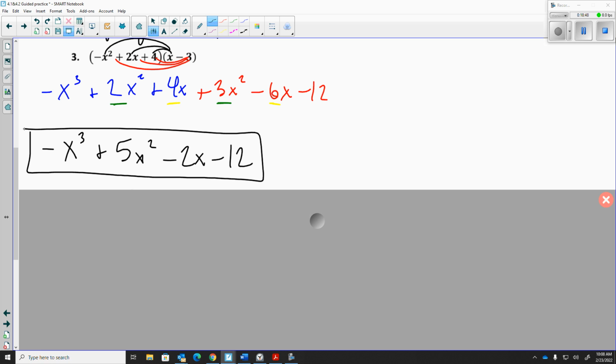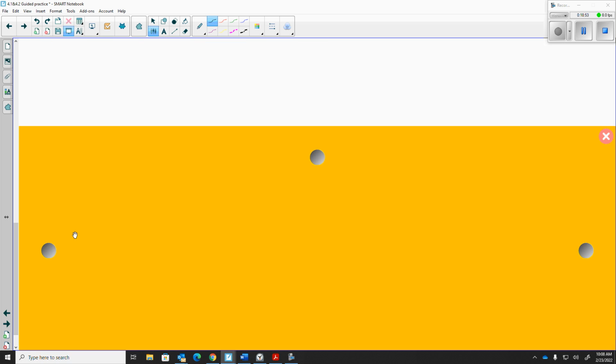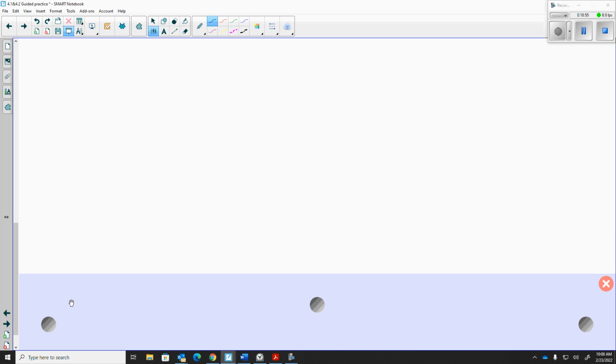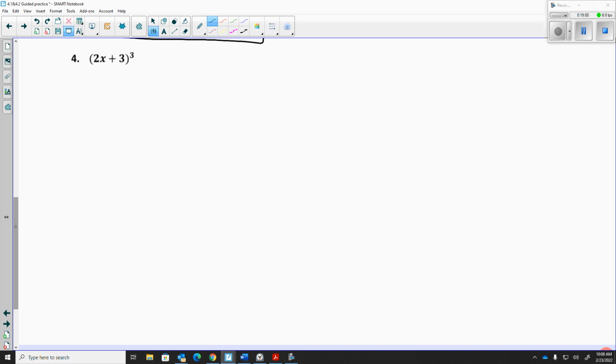Oh, one more. Oh my gosh. I don't know. You can change. Wow. Learning a lot. Okay, I got one more. Oh man. Woo! 2x plus 3 cubed. What do you think you're going to do? What does cubed mean? So is it 8x cubed plus 27? I cubed everything.